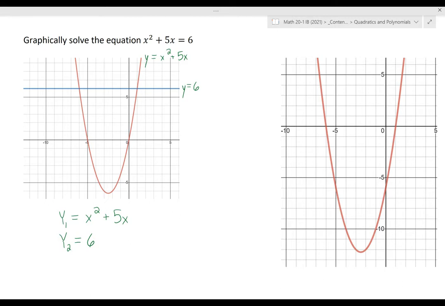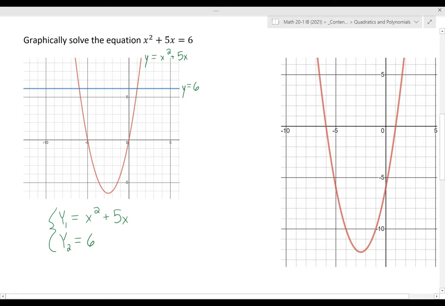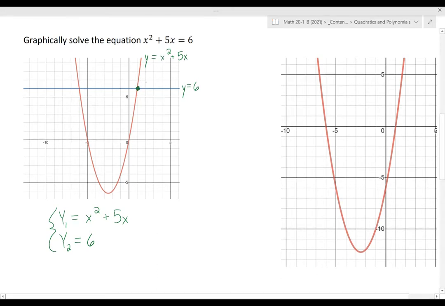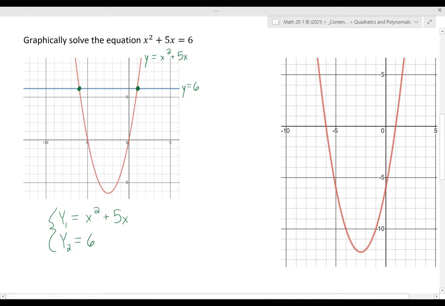I know that the value of y is 6 for solutions to this system. But I don't care about that because y is a variable that I've introduced to solve this. What I really care about is the values of x. But like we learned when we were solving systems of equations in a previous course, the solution graphically to the system is the points where the two functions intersect.